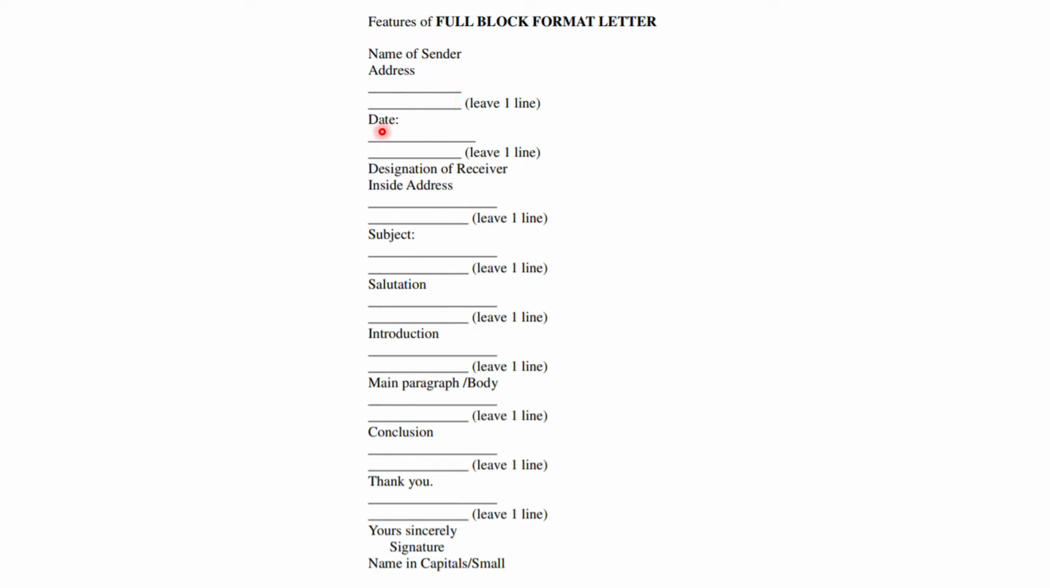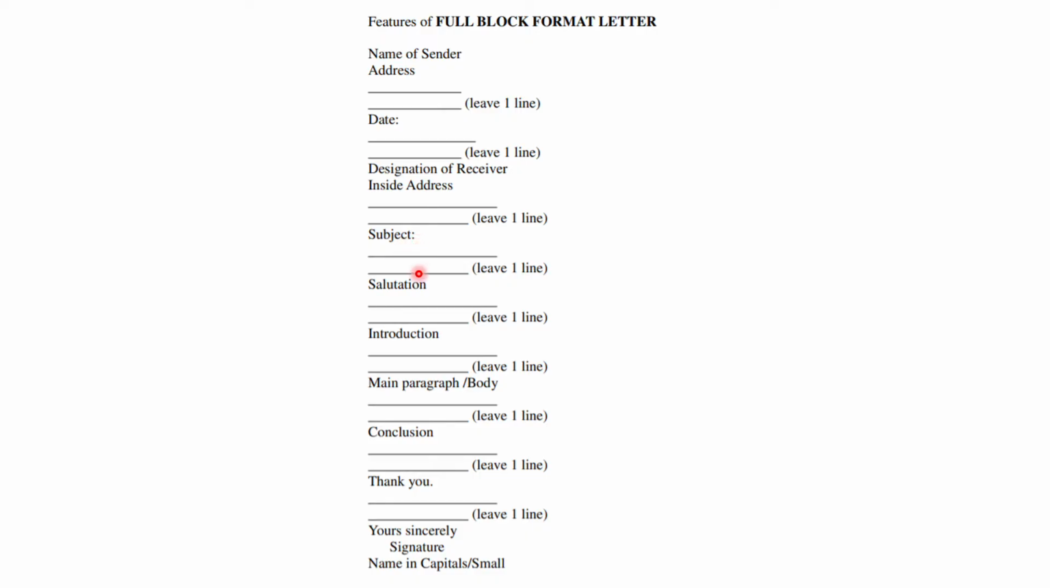Leave one line, you will write the date. The format of the date is there on the next slide. Okay, you will leave a line, then you will write the designation of the receiver. We do not want the name of the receiver, we want the designation of the receiver and the inside address of the receiver, which will also be given to you in the question. You will leave a line and then you will write subject. Okay, your subject is very important because that is what the reader reads first. Okay, and if your subject is wrong or if your subject beats around the bush too much, nobody's going to read your letter. Okay, so the subject has to be very well written.